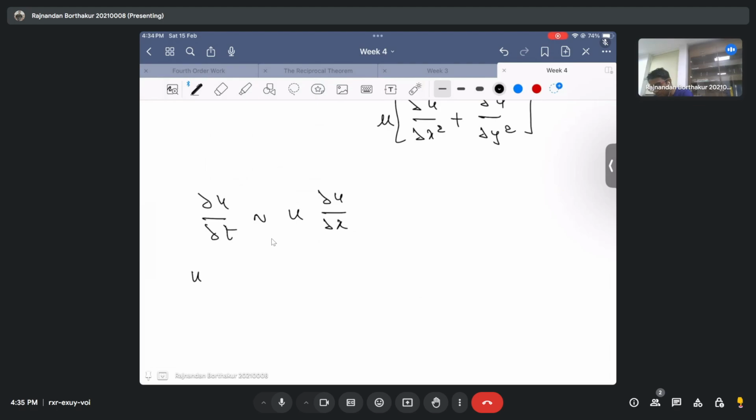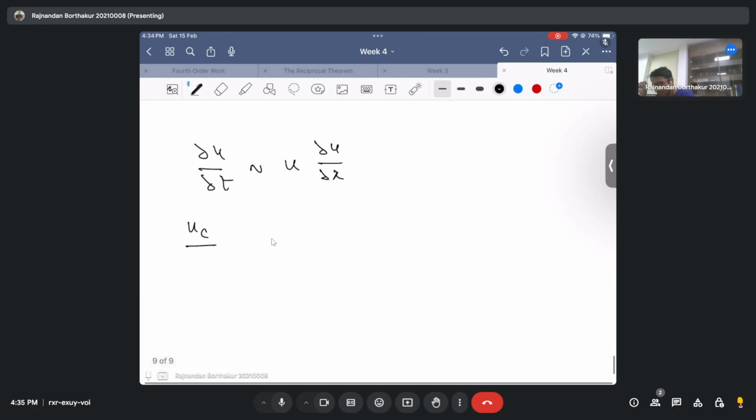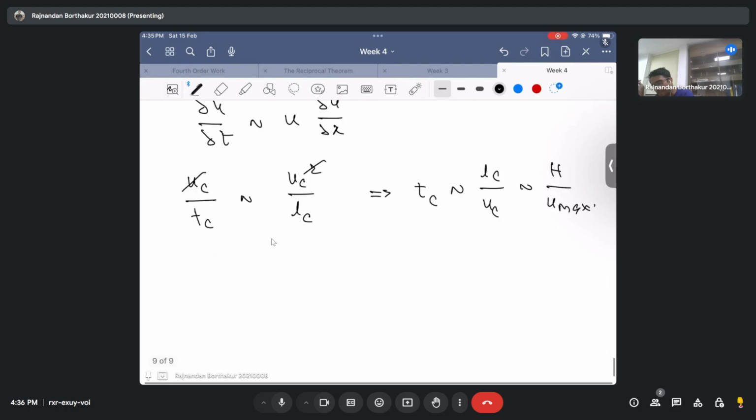And as I said, I have a scale for u which is uc, and if t scales as, let's say, tc, and I want to find out tc, then del u by del t would scale as uc by tc. So I would say that uc by tc, drawing the same analogy, scales as uc square by lc. Here tc is something I want to find out, that is the advection time scale, which means that tc would just scale as lc by uc. And lc for this problem is h, uc for this problem is umax. So my advection time scale is nothing but h by umax.